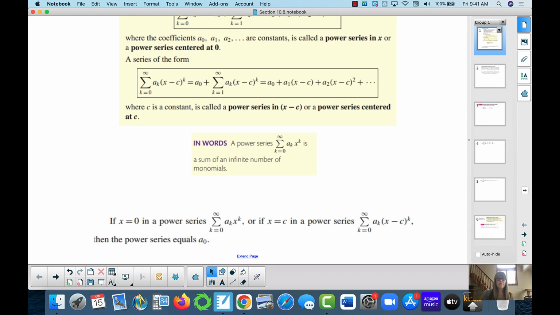So if x equals 0 in a power series that's centered at 0, or if x equals c in a power series that is centered at c, then you get 0 for this part of it, and 0 to the 0 power we're going to consider to be 1. And so that's why that series is just going to be equal to that first term.